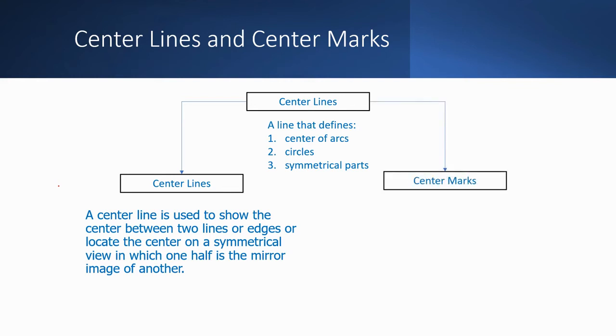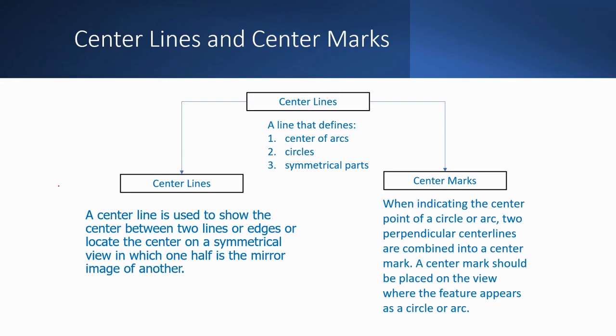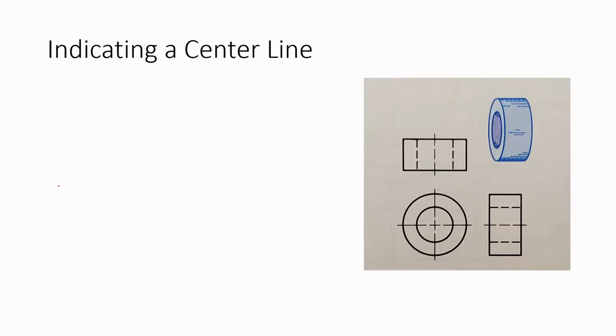Then we also have what's called a center mark. A center mark is used when you're indicating the center point of a circle or arc. Two perpendicular center lines are combined into a center mark, and a center mark should be placed on the view where the feature appears as a circle or arc.